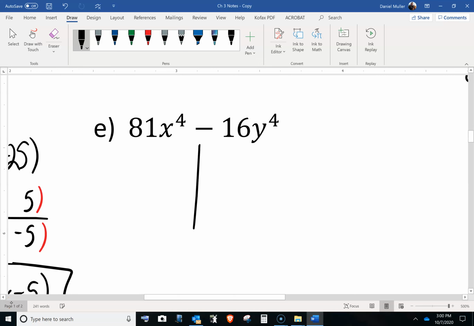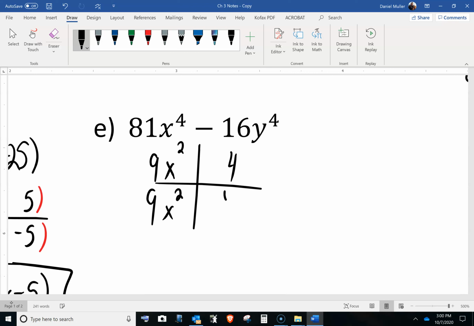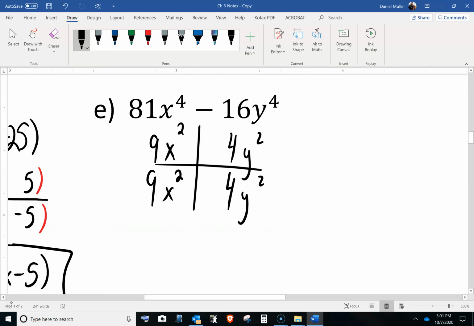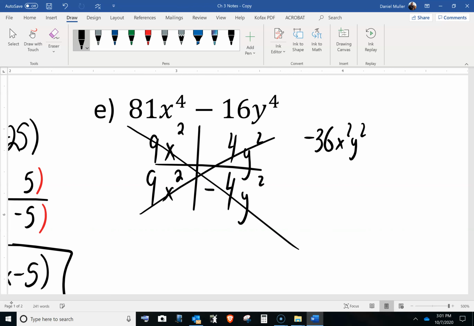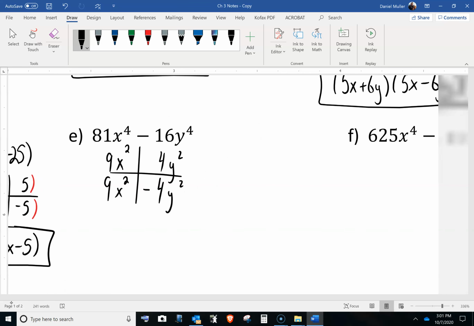So let's try this here. 81, 9 and 9, x squared and x squared, 16, well, that'd be 4 and 4. I do notice then, so 16, perfect square, 81, perfect square, there's a minus sign in between. The y to the 4ths can both become y squareds. The x to the 4ths can both become x squareds. And so it should work. One's positive, this one's negative. So my diagonal here is going to be negative 36 x squared y squared. This diagonal is going to be positive 36, negative 36 and positive 36 will be 0. So I'll write that down here.